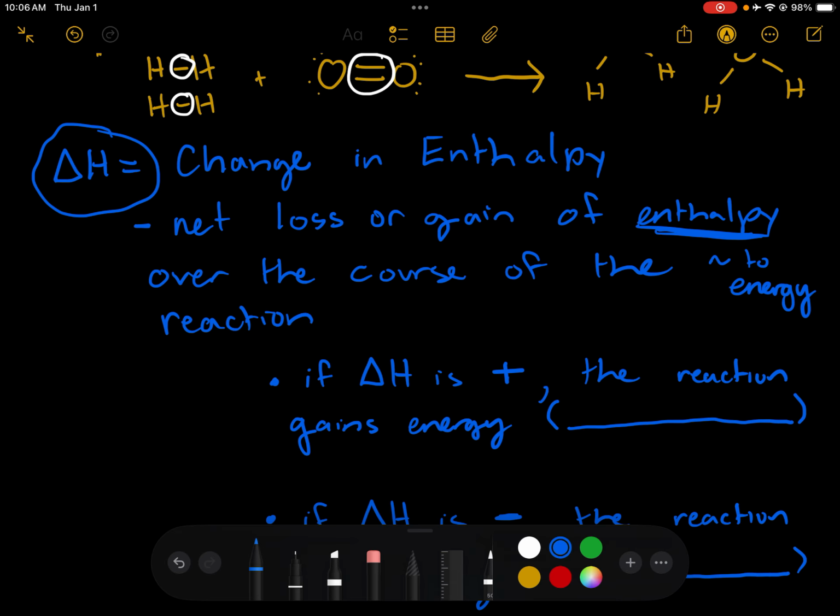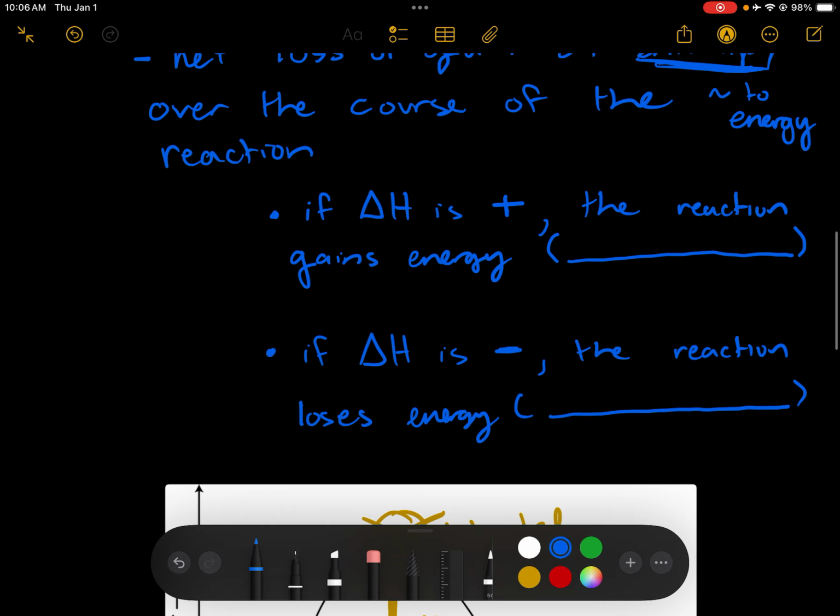If you see a delta H that is positive, that means that the reaction has absorbed or gained energy over time, and we call that an endothermic reaction. In an endothermic reaction, you'll see a potential energy graph that looks like this. Specifically, your energy of reactants is lower than your energy of your products, indicating that overall those chemical species have absorbed energy from the outside.